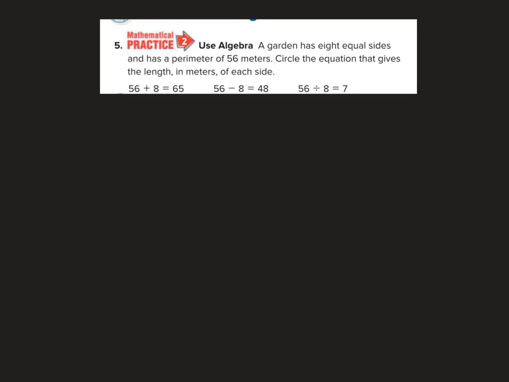Right? A garden has 8 equal sides, has a perimeter of 56 meters. Circle the equation that gives its length in meters of each side. Okay, so 8-sided shape is called an octagon. 1, 2, 3, 4. It's the same as a stop sign.